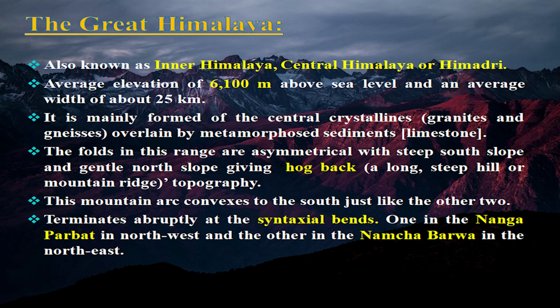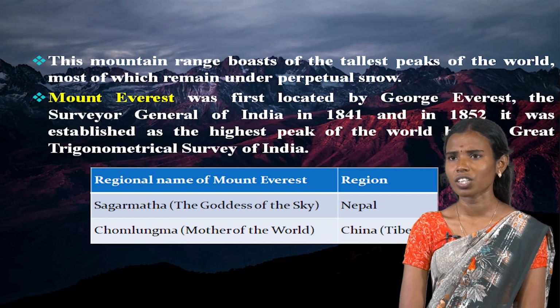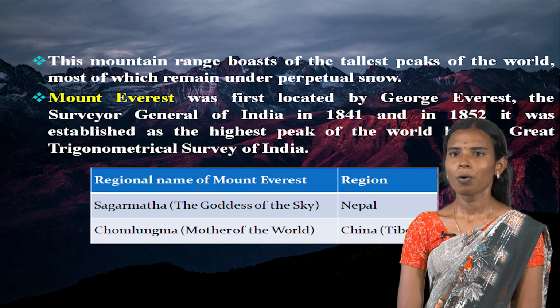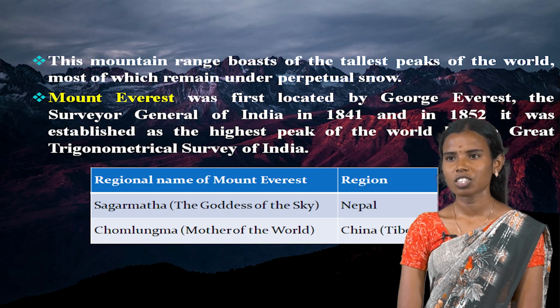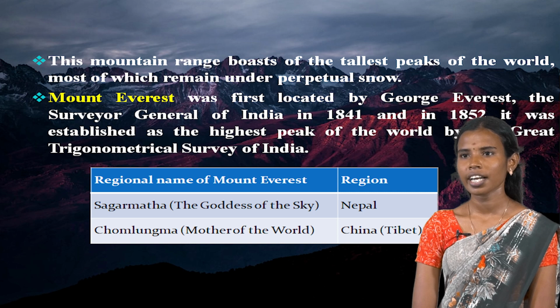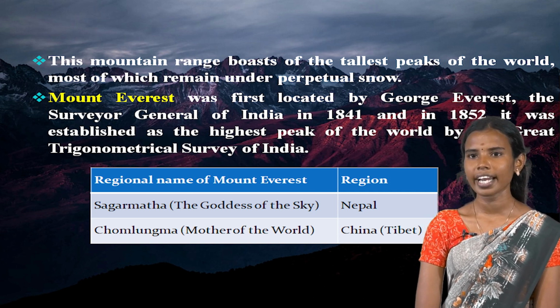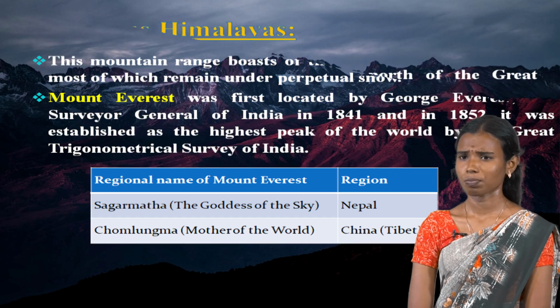It terminates abruptly at the syntaxial bends, one at Nanga Parbat in the northwest and the other at Namcha Barwa in the northeast. The mountain range boasts the tallest peak of the world. Mount Everest was first located by George Everest, the Surveyor General of India, in 1841, and in 1852 it was established as the highest peak in the world by the Great Trigonometrical Survey of India.